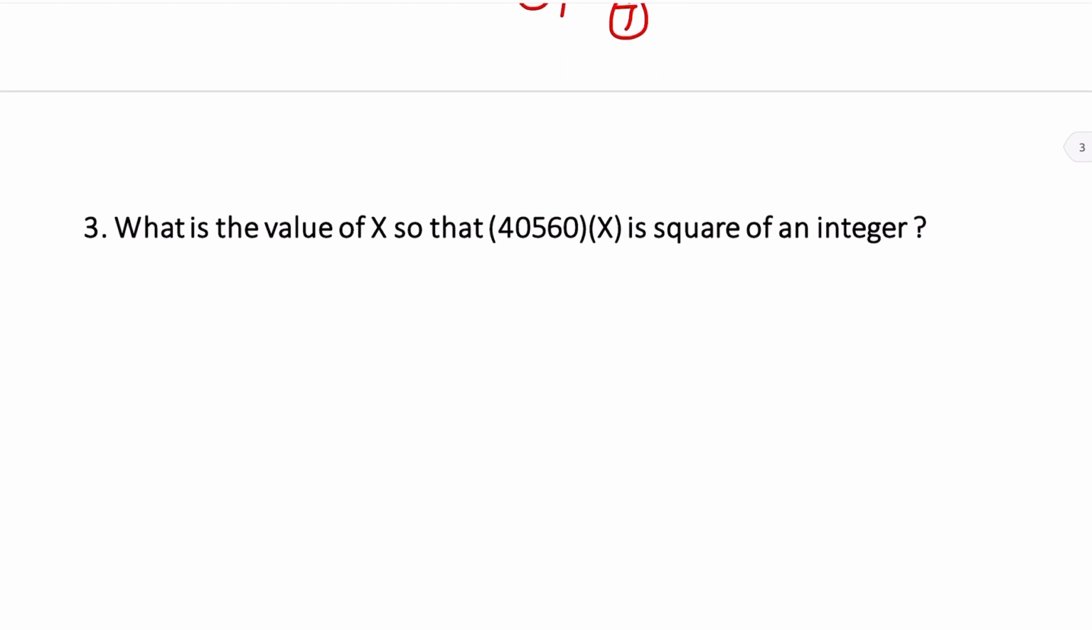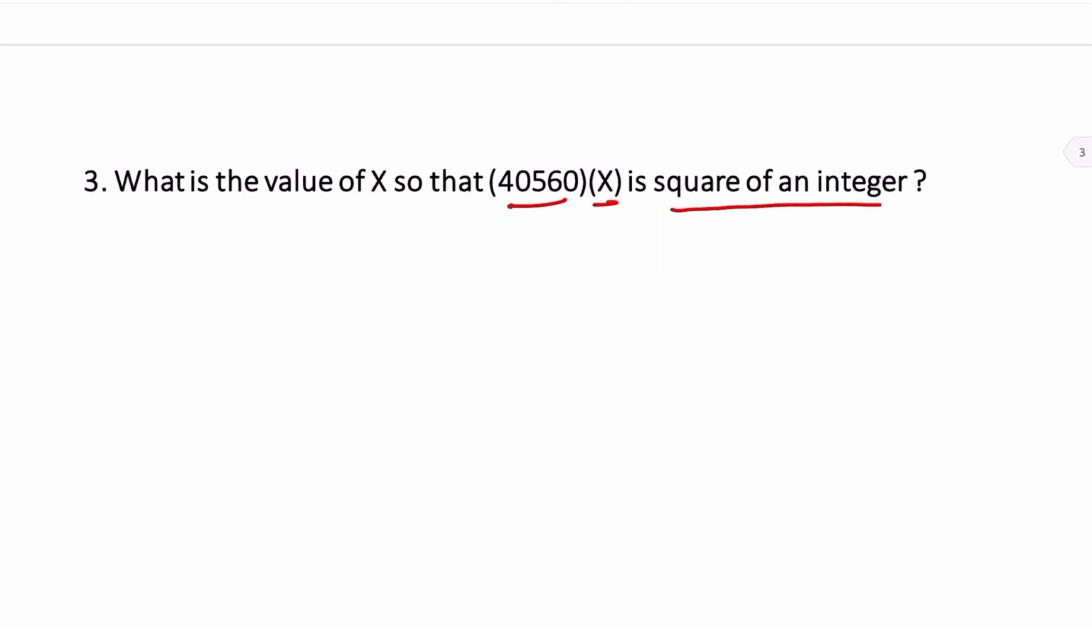What is the value of x so that 40560 multiplied by x is a square of an integer? Again, same concept. We just need to break this number into its prime factorization form, and then see how many prime numbers are short of even powers, and that number, this x, will take that form on the minimum side. So we can simply again do this maths.